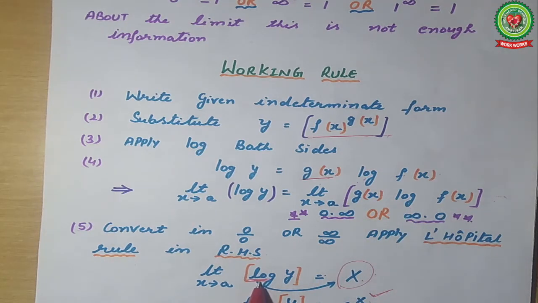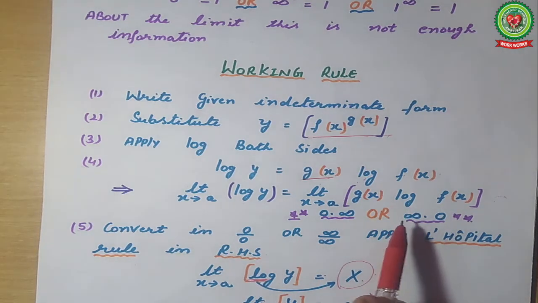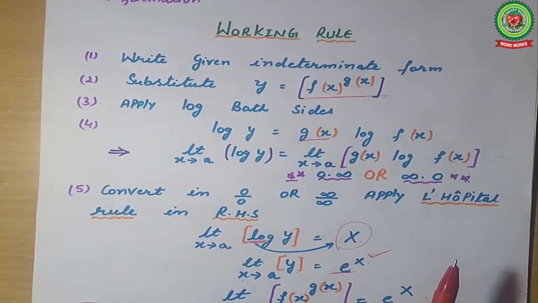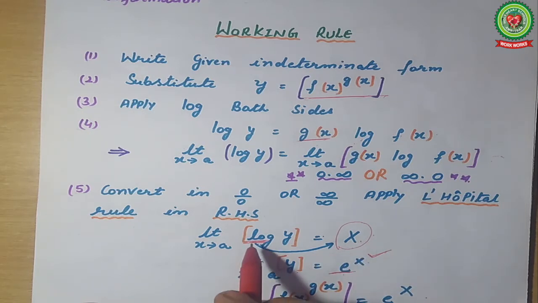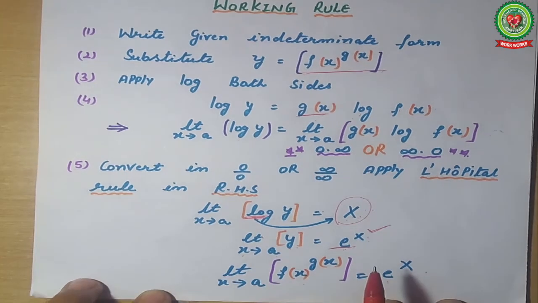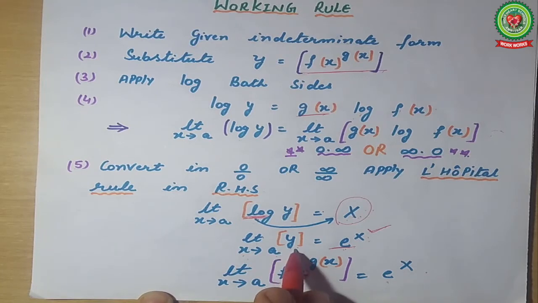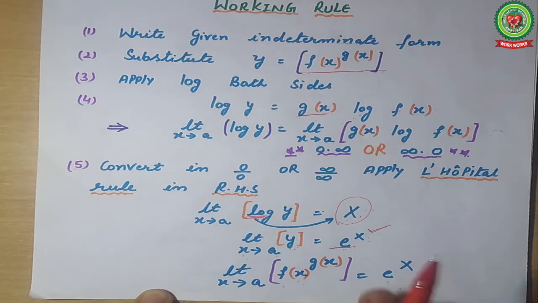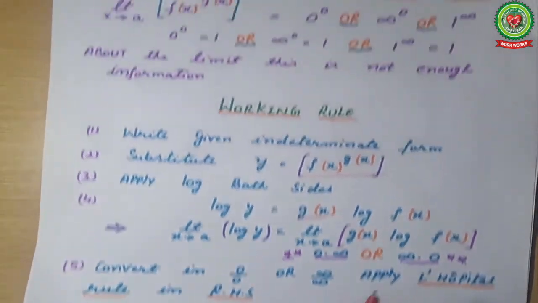Clear? Now let us suppose you get some answer on the right hand side, any value; I am taking it as a. Now the log will shift to that side. According to the identity, the log will shift there and it will become e raised to the power of whatever statement is there. After that, whatever value you get, you will put the same statement and you will get the answer. Only these 5 steps are there. We will follow them for each sum.